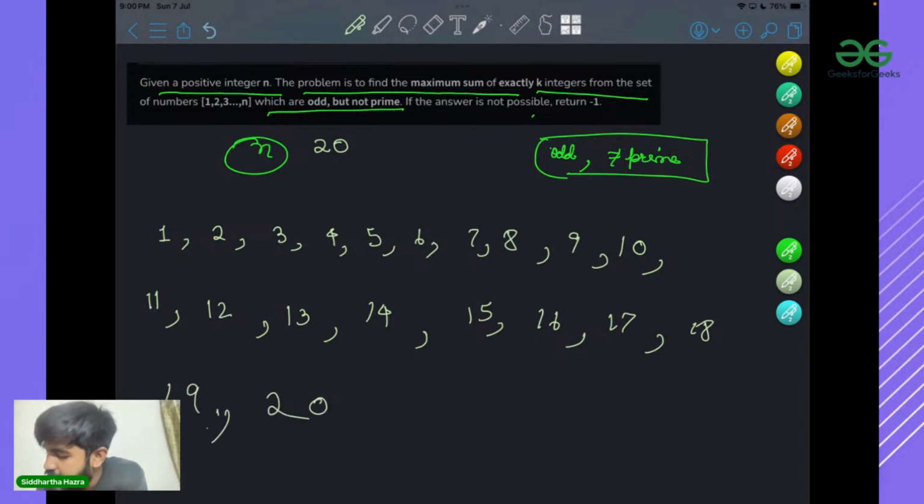That is why they didn't give a good sample test case where the value of n is big enough. If the value of n was big enough, then you could have seen the solution. Now let me show you how the solution is coming up.